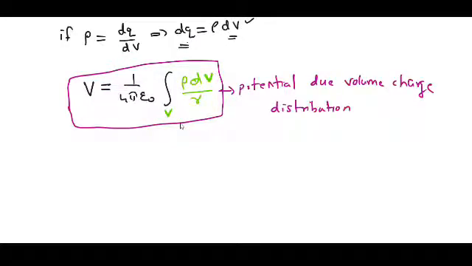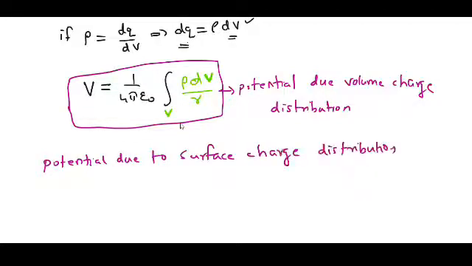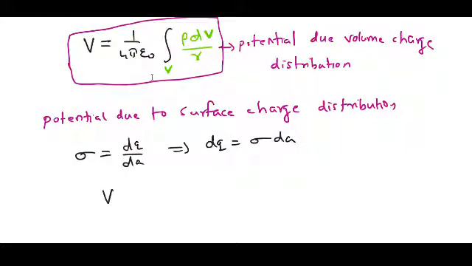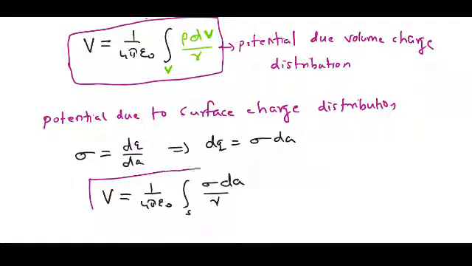Now, potential due to the surface charge distribution. If sigma is the surface charge density, that is dq by dA, from this one can write dq is equal to sigma dA, and one can easily write the potential due to the surface charge distribution as 1 by 4 pi epsilon 0 integration sigma dA by r. Here sigma is the surface charge density and dA is the surface area element.